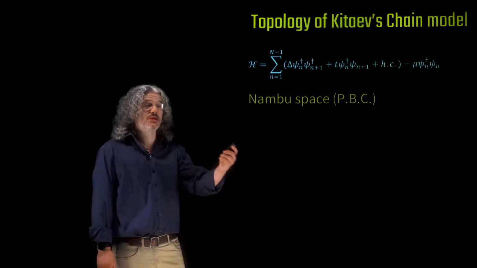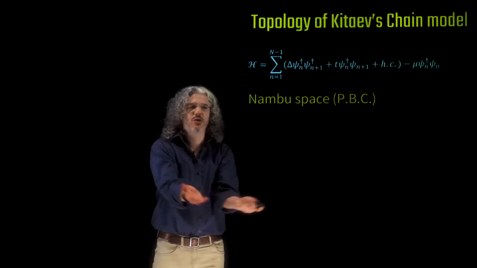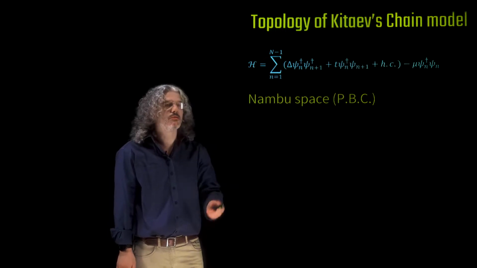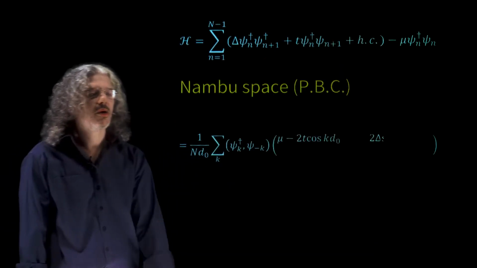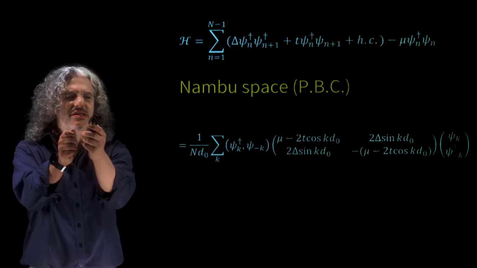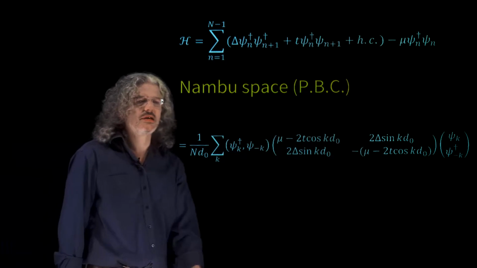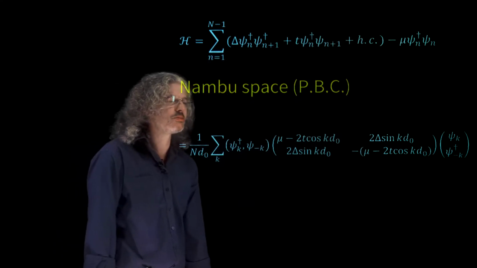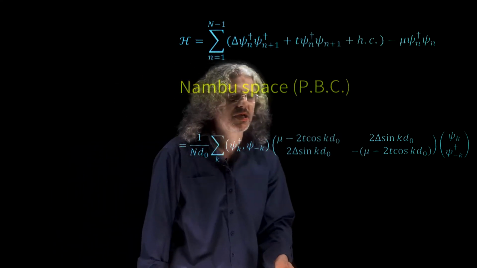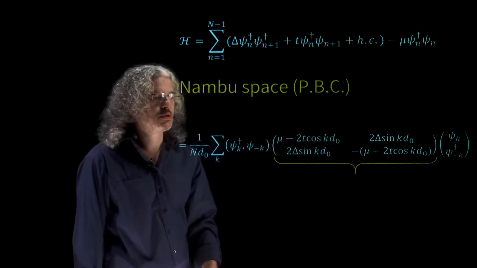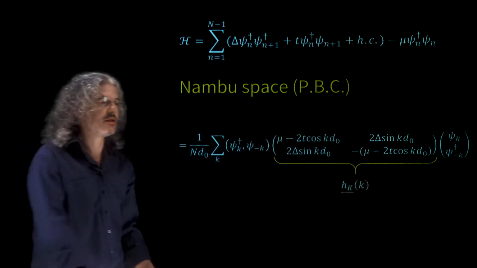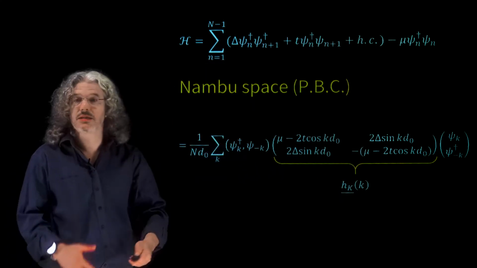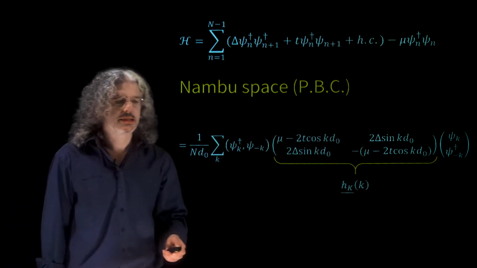Now, if I go to the Nambu space, and I'm assuming now that I have a closed chain with periodic boundary condition, one can write in the momentum space the Hamiltonian in the following way: 1 over N d naught, where d naught is simply the distance between two sites, psi dagger k, psi minus k, and we have this matrix in the Nambu space, in the particle-hole space, which we will call h_K of k, K for Kitaev. So this is the 2 by 2 matrix that we have to analyze in order to understand the topology of the system.